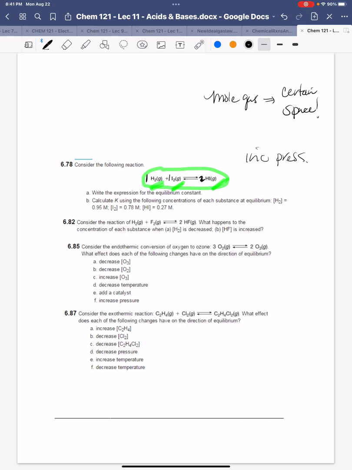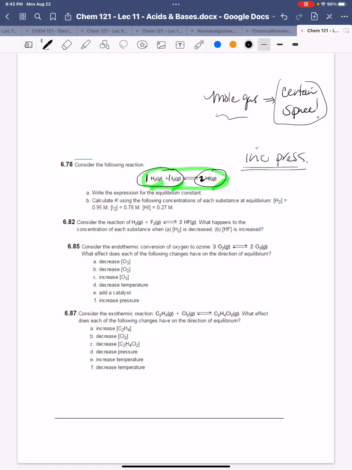about that is this side of the equilibrium occupies 2 moles of gas, and this side does too. And so if I increase the pressure on this gaseous equilibrium, it's not going to shift any direction because both sides occupy the same volume, because we know that gases occupy a certain space. That goes back to our gas laws, right?